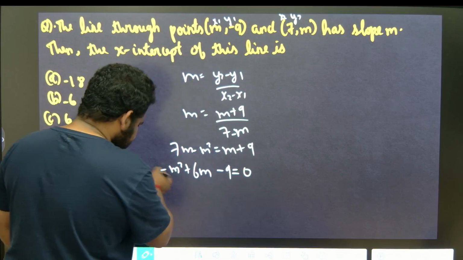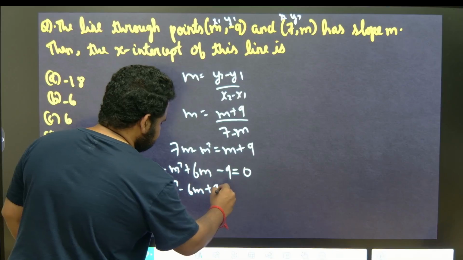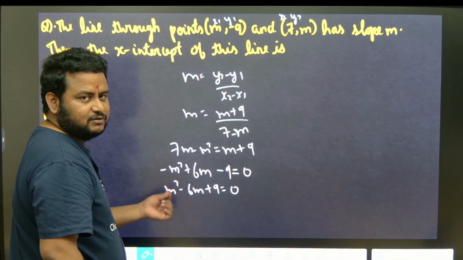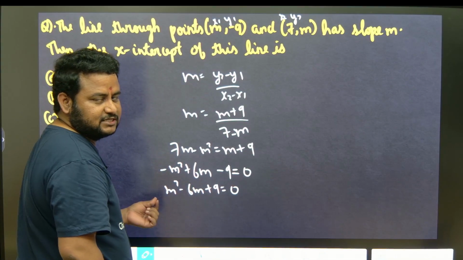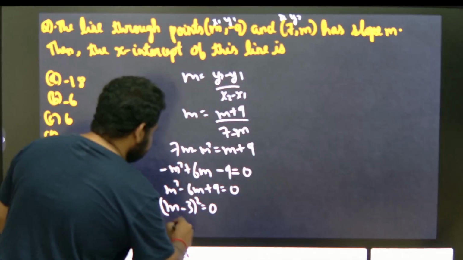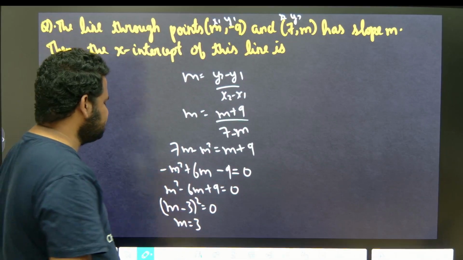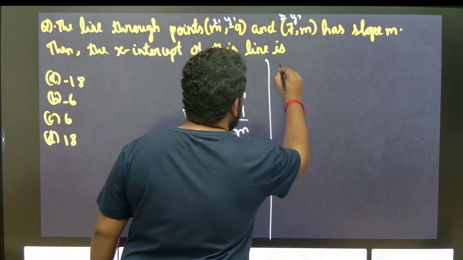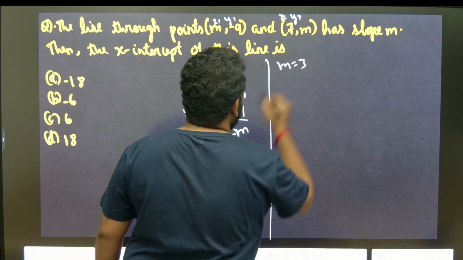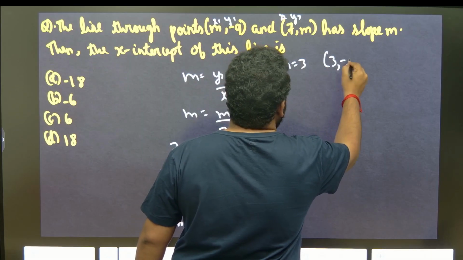Okay, if I remove this minus 9, I will get m square minus 6m plus 9 is equal to 0. This is nothing but a square minus 2ab plus b square, that is equal to a minus b whole square, that is equal to m minus 3 whole square is equal to 0. This implies m is equal to 3. So I got m is equal to 3, and I have the point, which is 3 comma minus 9.